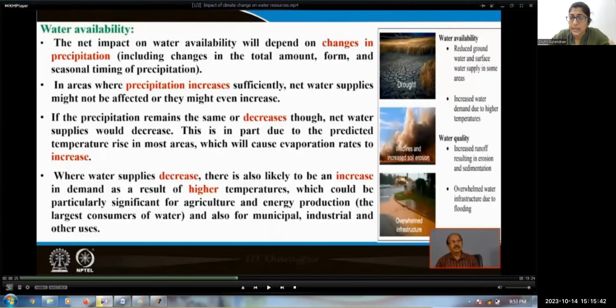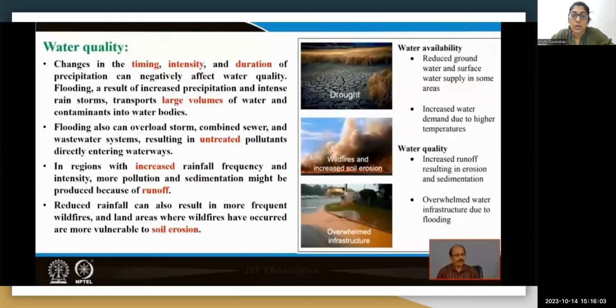Now, in places where there is no rainfall because of the changes in rainfall pattern, the surface water availability and groundwater availability are going to reduce. So this is how water availability is impacted. Now, water quality is also impacted.